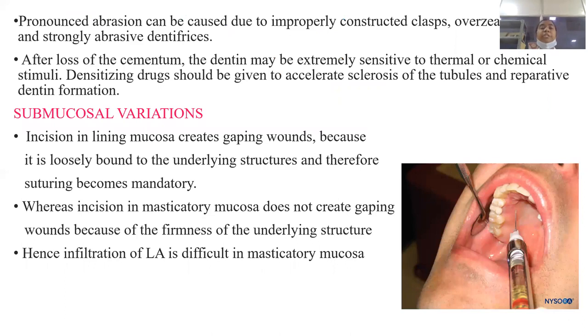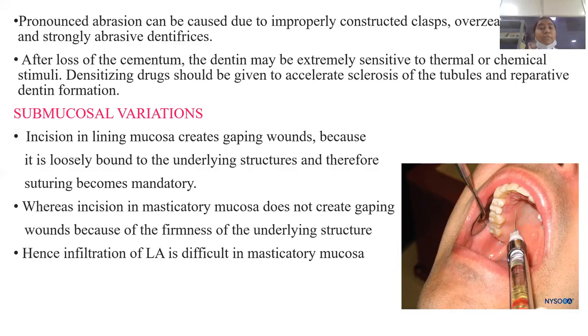Pronounced abrasion can be caused by an improperly constructed clasp. So improper prosthetics can cause pronounced abrasion. Apart from that, overzealous scaling and strongly abrasive dentifrices can also cause it. After loss of cementum, the dentin may be extremely sensitive, so it will react to thermal stimuli. So desensitizing drugs should be given to accelerate sclerosis of the tubules, and then the reformation of dentin can happen.